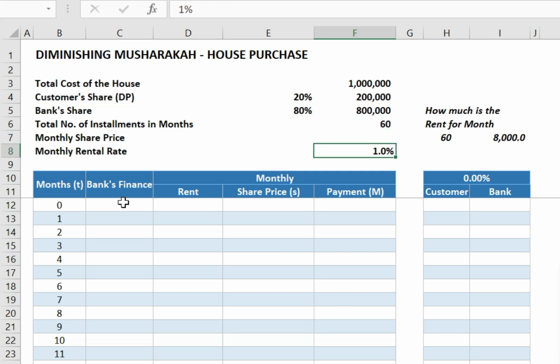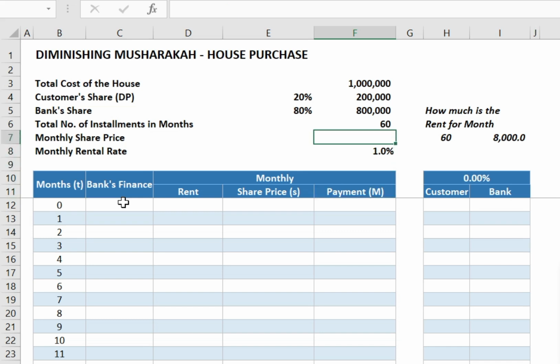The monthly rental rate is 1%. And we are required to determine the monthly share price based on the bank's finance, or the bank's share of 800,000, and by considering the total number of installments in months. And also to complete this schedule to determine the bank's finance, the monthly rental, the monthly share price, and the total payment.